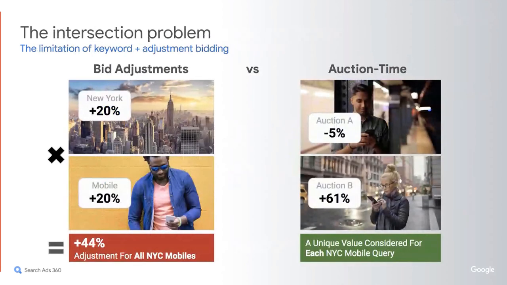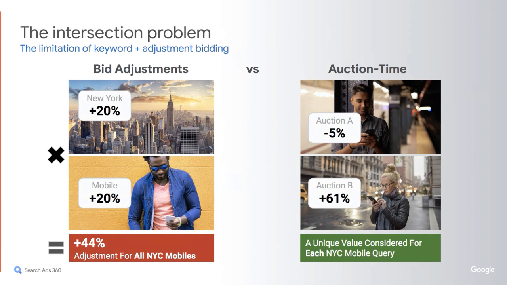So let's go through an example. The example we have here is a location bid adjustment of plus 20% for New York City and a mobile bid adjustment of plus 20%. These are going to be added together and you will end up with a bid adjustment of around plus 44%, and this is on top of your base bid for all New York City mobiles. If the user happens to be in a list that has a bid modifier as well, the bid modifiers can easily outbid the base bid.